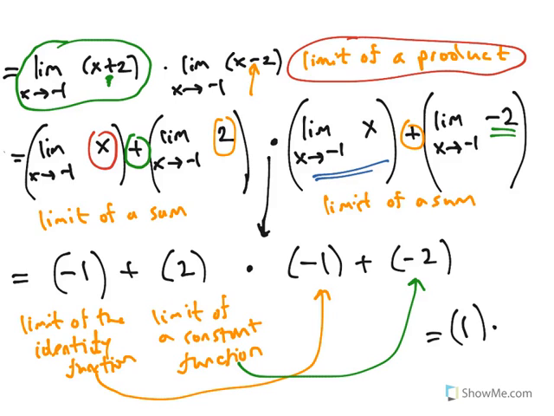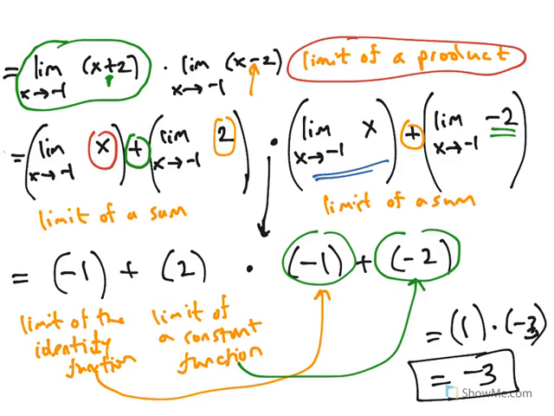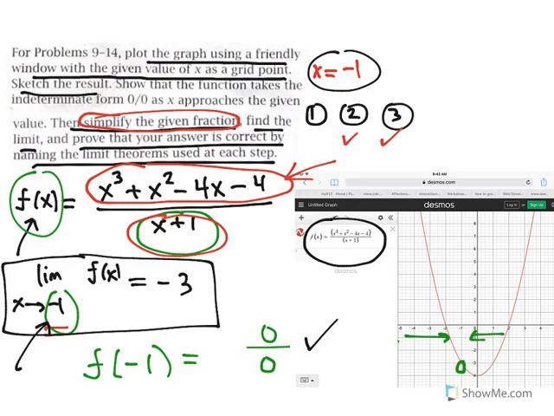So when you do that, you have -1 plus 2 is 1, and then you have 1 times -1 plus -2 is -3. So you have 1 times -3, which is, of course, -3. And that's the limit that we were expecting when we were looking at the graph. As you can see from the graph, we were expecting the limit of f of x as x approaches -1 to be -3. But what did we do? We simplified the given fraction, we found the limit, and we proved that our answer is correct by naming the limit theorems used at each step.